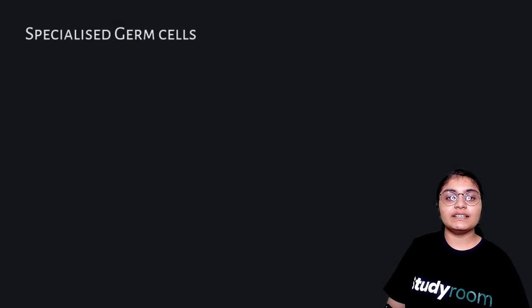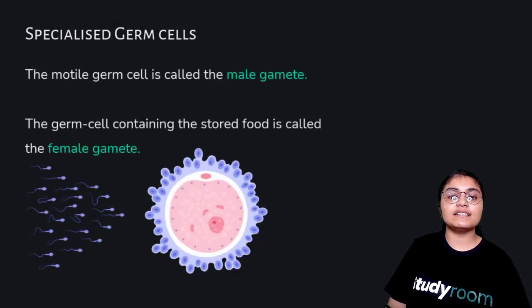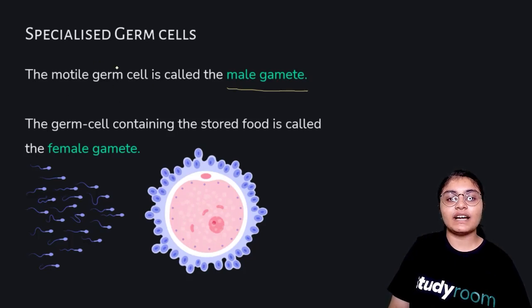Next up, we'll be studying the specialized germ cells, the cells that are responsible for producing the gametes, or that are produced for the mode of sexual reproduction. The motile germ cell is called the male gamete. So the germ cells that are motile, that can move, are known as male gametes, and the germ cells containing the stored food are called the female gamete. So the female gamete has stored food in itself.